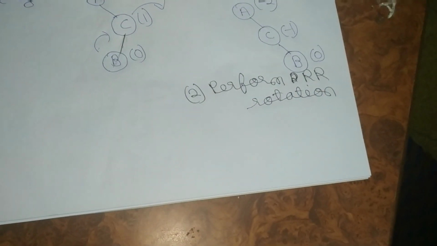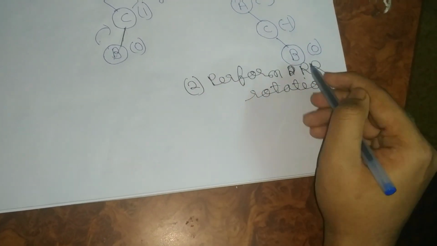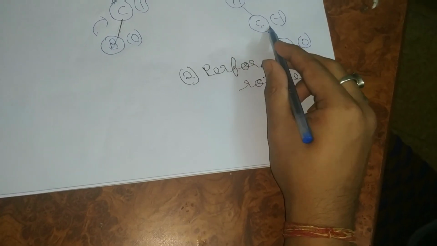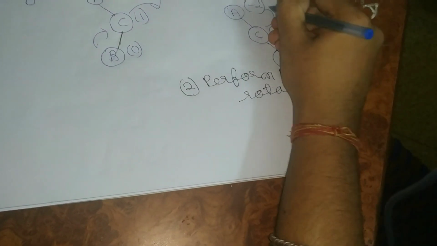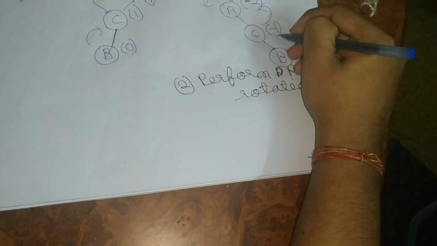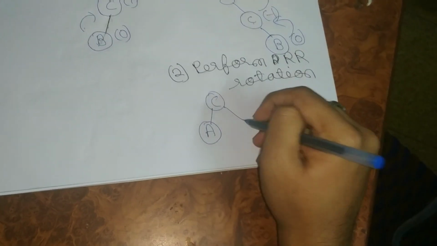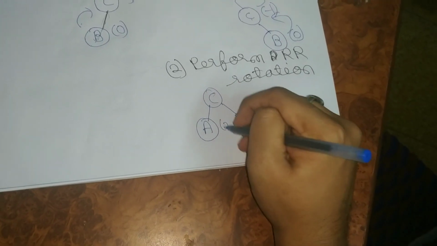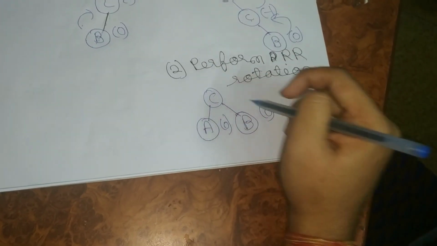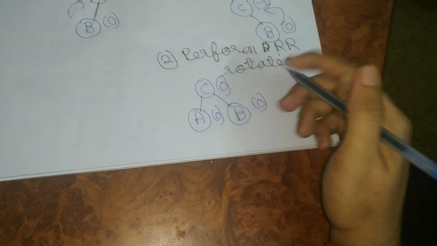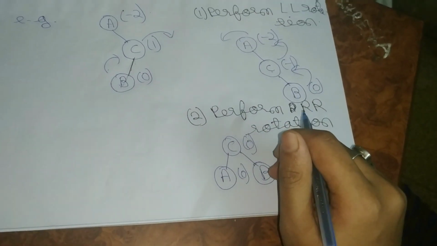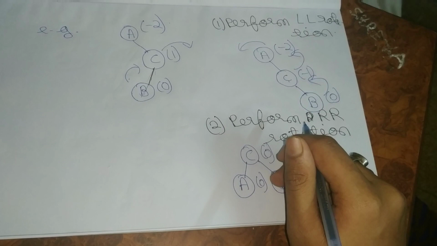Okay, so if we perform right rotation, means right to left, so here it will come here, and here it will come, and here it will come. So C, A, B. So this is balanced. So balance factor is 0, and this is an AVL tree. This will become an AVL tree.